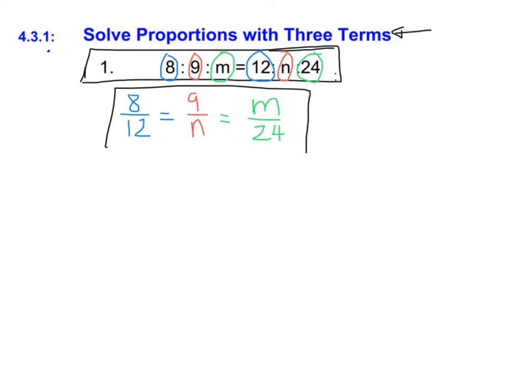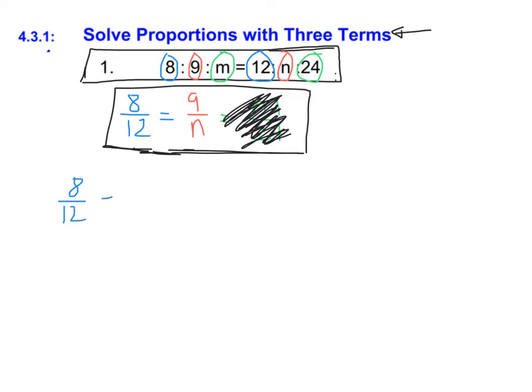Remember from the last example, there is no way that we can solve this all in one shot with 3 fractions and 2 equal signs. But we can break this up into 2 questions. The first question I would break it up into would be, if I wanted to figure out n first, I would erase this from my head right now, and I would write 8 over 12 is equal to 9 over n. That's how I would figure out n.